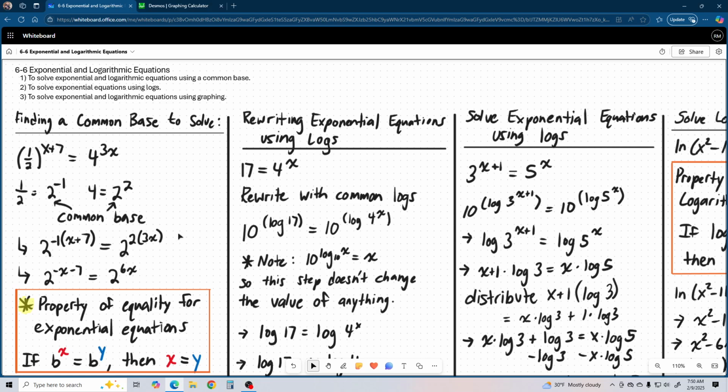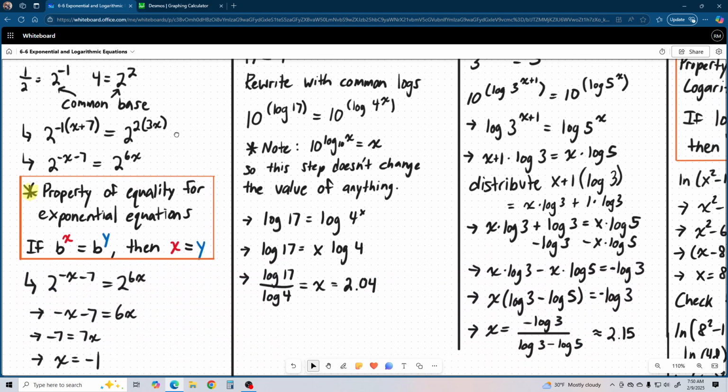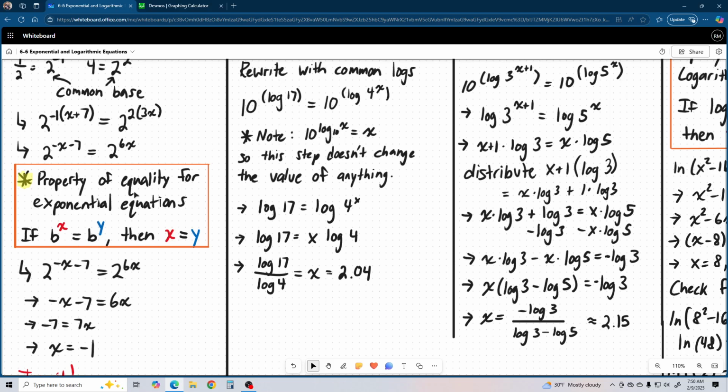Alright, so first of all, let's talk about finding a common base to solve. Let's look at this property of equality for exponential equations real quick to talk about what we're about to do. If b to the x equals b to the y, then x equals y. In other words, if we have two sides of the equation, each of which have the same base, then we can ignore the bases and just set the exponents equal to each other.